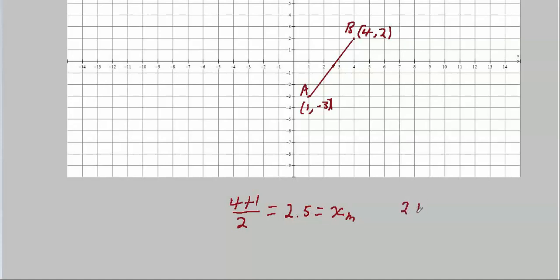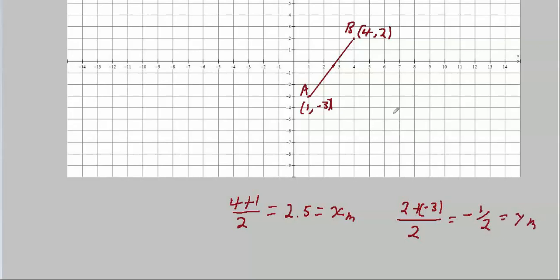2 plus minus 3 over 2, minus 1/2. We have 2 minus 3, that's minus 1 over 2, which is minus 1/2. Does that make sense? Well, let's see here. We sketched it in, and that looks like about minus 1/2. And that equals y sub m.